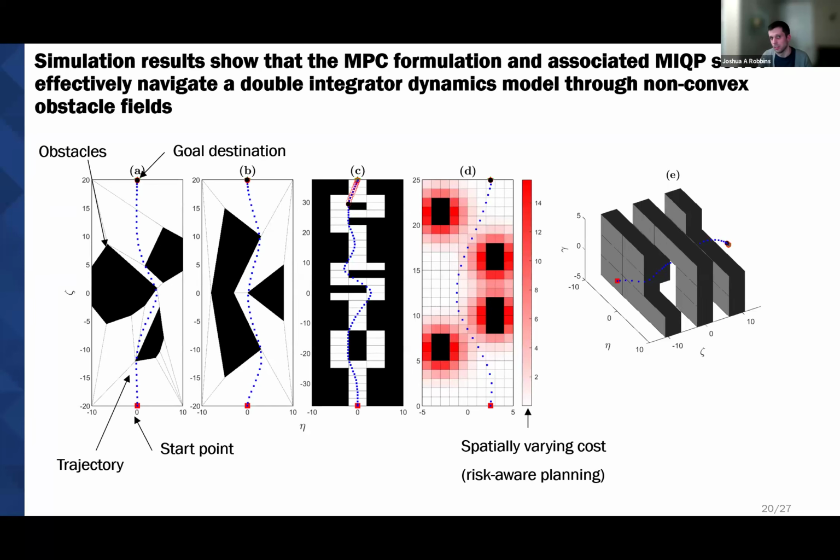So in this case, the idea is to do risk-aware planning. Squares that are more bright, dark red, are higher cost, and squares that are more white are low cost. And then map E is a 3D example.